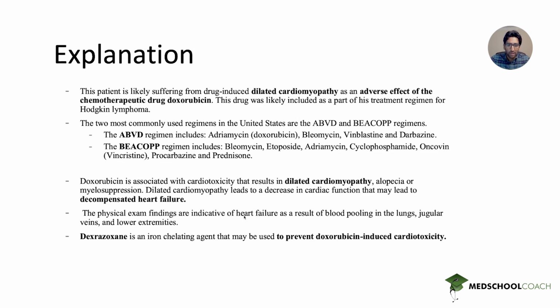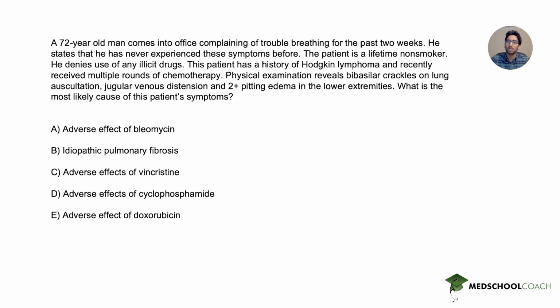The physical exam findings demonstrated heart failure through the blood pooling in the lungs, the jugular veins, as well as the lower extremity. Another thing to keep in mind is that dexrazoxane is an iron chelating agent that can be used to prevent doxorubicin-induced cardiotoxicity. So sometimes that is asked about, but more frequently, the side effect profiles of all these medications are really high yield for USMLE Step 1 exams.